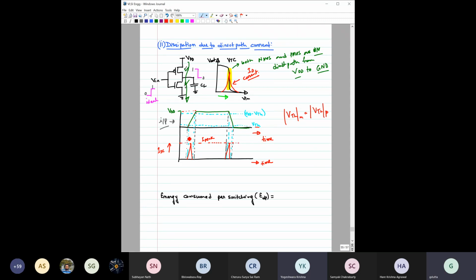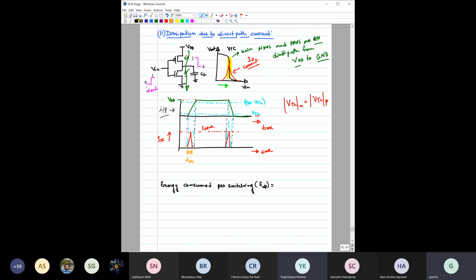We will also say this time duration is T of SC. T of SC stands for short circuit, the time period during which you have a short between VDD and ground. So then we need to find the energy consumed in part switching, meaning in the rise part as well as in the fall part. How can you calculate it?